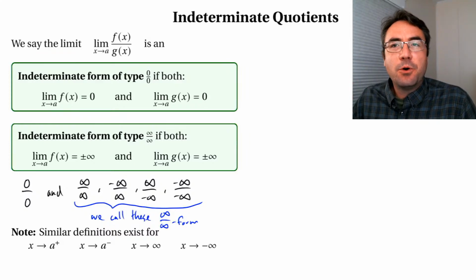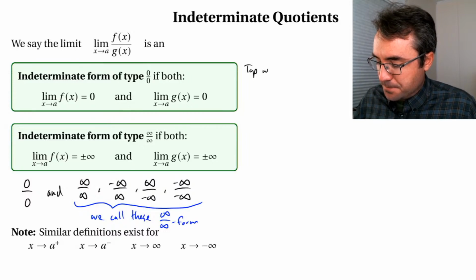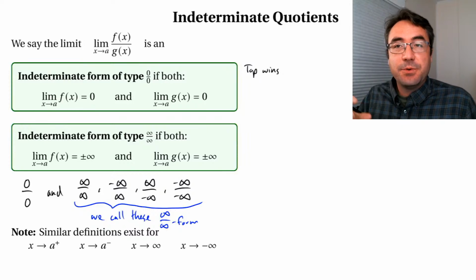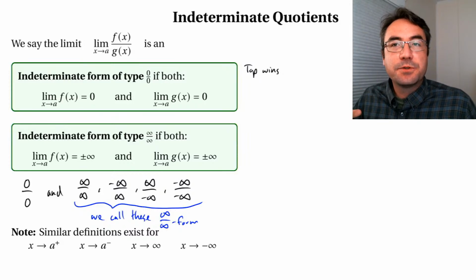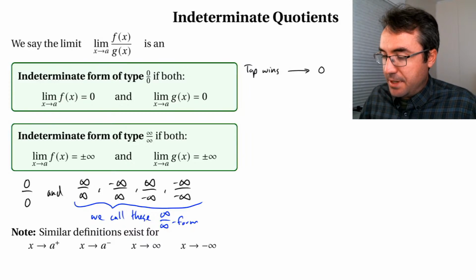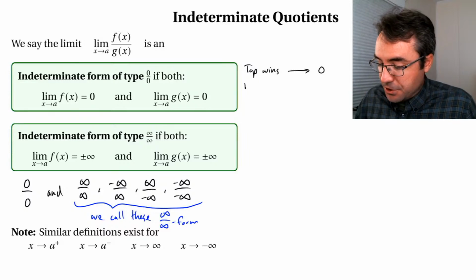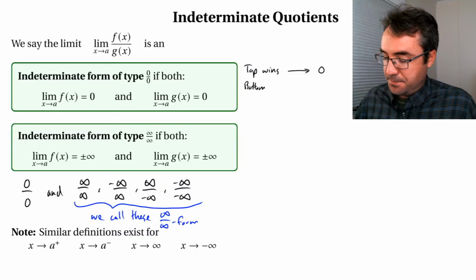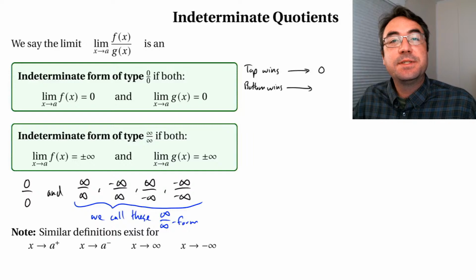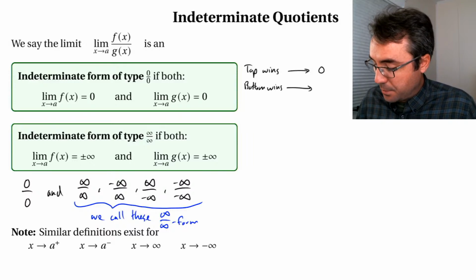So in the 0 over 0 form, if the top function wins, so if the numerator kind of overpowers the term in the denominator, what happens to our overall limit is that it goes to 0. If the bottom function wins, in this case, well then what happens is the limit becomes infinite. So it's either plus infinity or minus infinity.